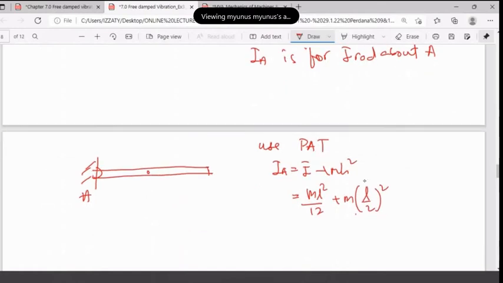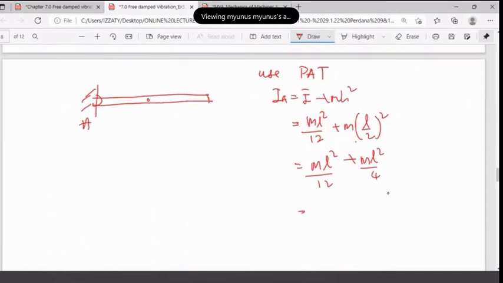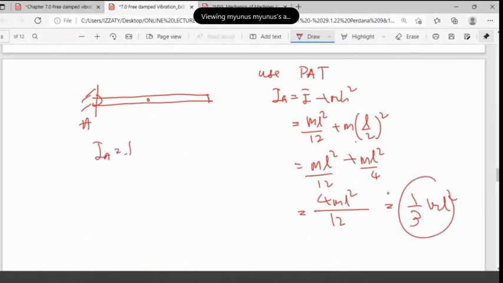Then you will have m l squared by 4 plus m l squared by 12. So you bring the denominator equal, so you have just 12. This one will be 4 m l squared, so it equals 1/3 m l squared. But if you remember this one, you just put it here. IA is equal to 1/3 m l squared.